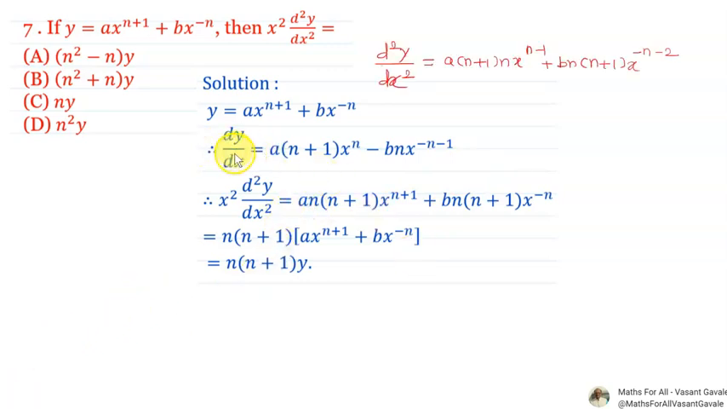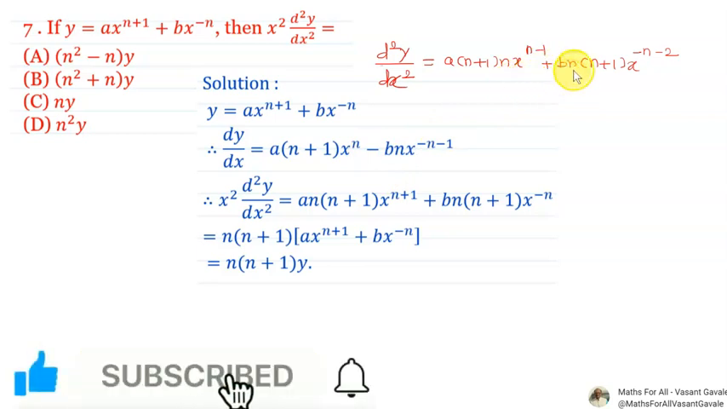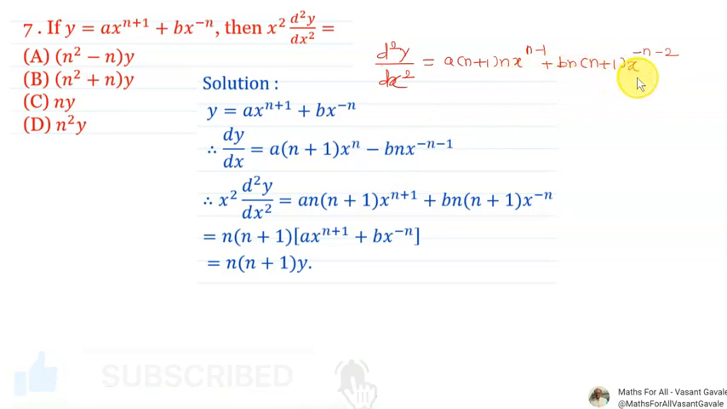If we differentiate this again with respect to x, then what you will get, d2y by dx square is equals to a times n plus 1. Derivative of x raised to n is a n into x raised to n minus 1, and the derivative of x raised to minus n minus 1. Then this term comes ahead, minus n common, that minus and minus that will become plus. Therefore b into n into in bracket n plus 1, and x raised to minus n minus 2.